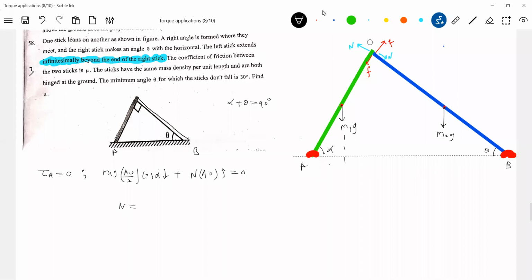N is equal to how much now? I'm directly writing it: M1G sine theta by 2. Substituting alpha as 90 minus theta, AO gets eliminated. Call this equation 1. And now similarly talk about B. Now what is the axis? The axis is horizontal. Torque due to weight M2G, BO by 2, sine theta.